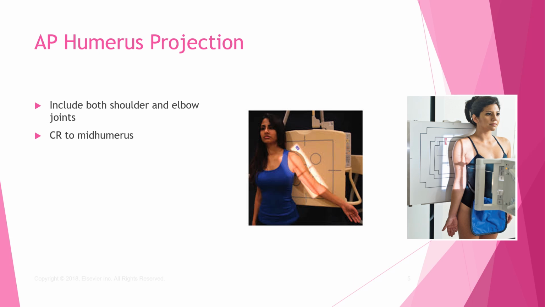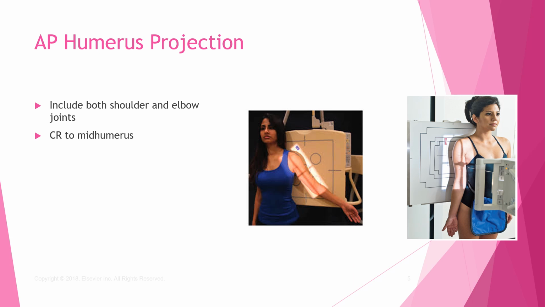If we look at the AP humerus, again, this is on page 185. It is a long bone, so we have to include shoulder and elbow joint. And the central ray is to mid-humerus, or midway between the elbow and the shoulder. Now, this AP humerus will demonstrate any fractures or dislocations of the humerus and any pathologic processes. You're at a 40-inch SID, and ideally you are in the bucky, and you are 14 by 17 portrait.